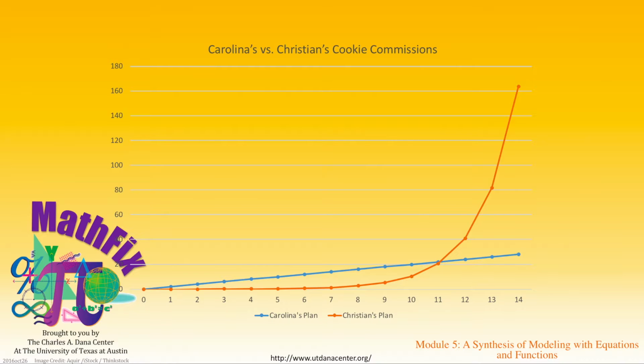Graphing the two on the same axes confirms that by the time an employee sells 12 boxes of cookies, Christian's plan will offer them a much greater commission, and in fact, continuing the graph reveals the distinct difference between the two plans. Carolina's being a straight line or linear relationship, and Christian's being a curved, and in this case, exponential relationship that grows extremely quickly after about 12 boxes are sold.